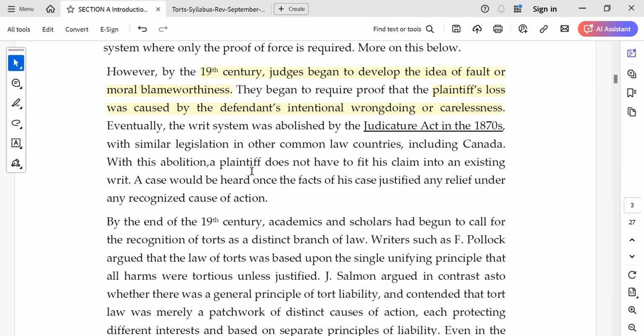With this abolition, a plaintiff does not have to fit his claim into an existing grid. So after that, what happened? They said that now you file anything you want, basically, right? You don't have to fit into any existing grid. Tell your case, we will file a suit for that. A case would be heard once the facts of his case justified any relief under any recognized cause of action.